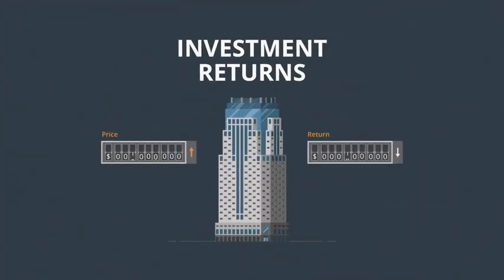In short, the relationship between these two is that the future return is inversely related to the price paid in the present. In other words, other things being equal, the higher the price you pay for an asset, the lower will be your subsequent return. Let's look at an example of how this works.